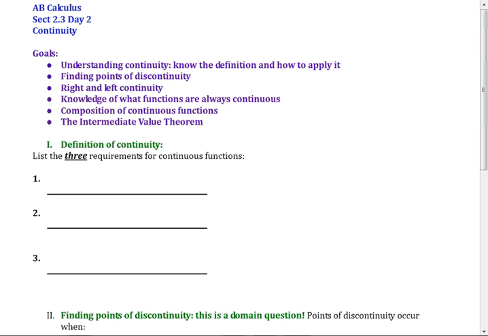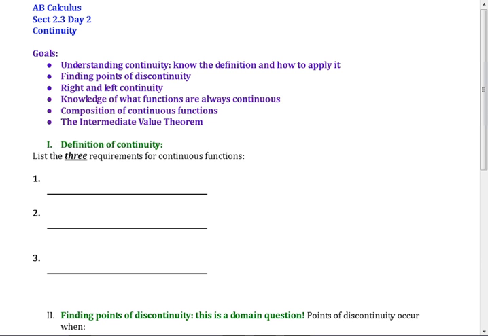Yesterday. It's really nothing new there. We're going to make sure we understand continuity, and we're going to know the definition and how to apply it. So I'm going to hit on that again so that maybe now your homework makes a little more sense. Finding points of discontinuity, right and left continuity. I talked a little bit about that yesterday.